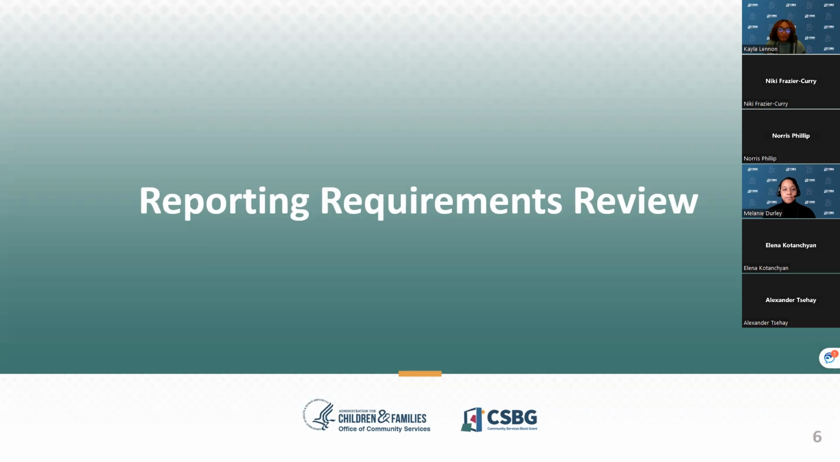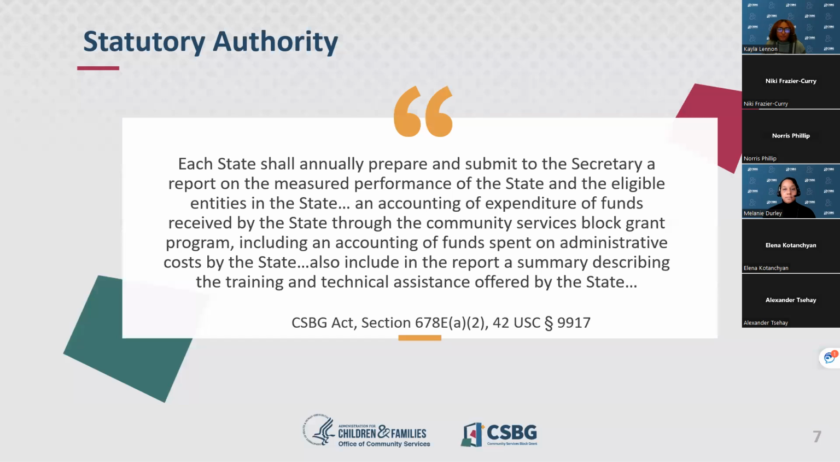As mentioned earlier, we will first discuss reporting requirements and why we report. Some of this should serve as a refresher if you were able to attend some of our earlier webinars this year, but of course, we want to make sure that we review them again. Here it is. The CSBG Act, Section 678E outlines the requirements of the CSBG Act, including the requirement to submit annually, provide a measured performance of the state or sections B, D, G, H, and I, and an account of the expenditures of funds, including administrative cost or Section E, and a description of training and technical assistance offered by the state or Section F.